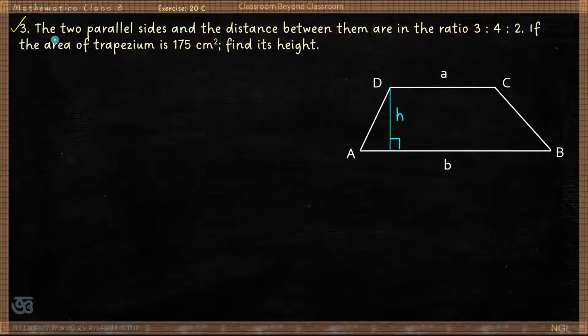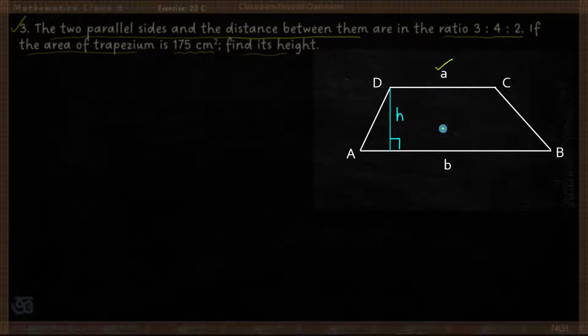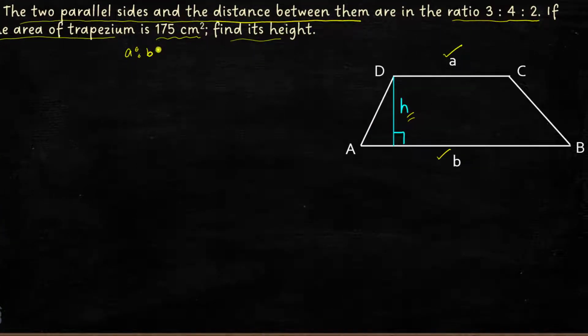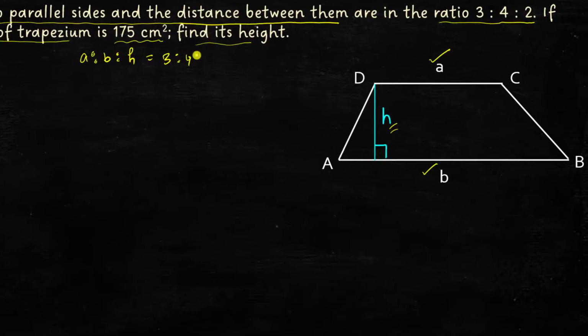Question number 3. The two parallel sides and the distance between them are in the ratio 3:4:2 in this trapezium. If the area of the trapezium is 175 centimeters square, find its height. So you see, in this trapezium, suppose side DC is equal to a, side AB is equal to b. They are the parallel sides and height is equal to h. Then according to the question, a is to b is to h is equal to 3:4:2.